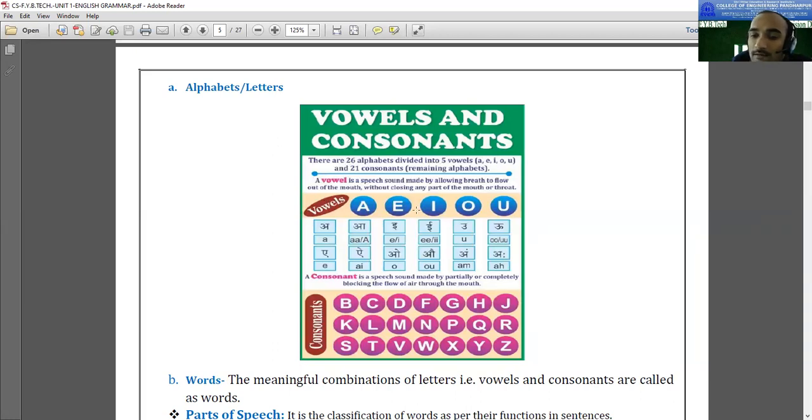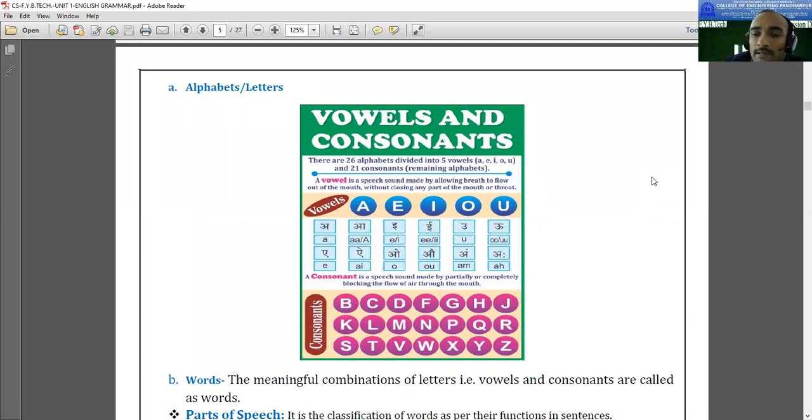Vowels are A, E, I, O, U. These 5 are called the vowels. Okay, and we will see its definition first. There are 26 alphabets divided into 5 vowels, A, E, I, O, U, and 21 consonants. So 5 are the vowels and the remaining are called the consonants. First of all, we'll see the definition of vowel, then consonant.